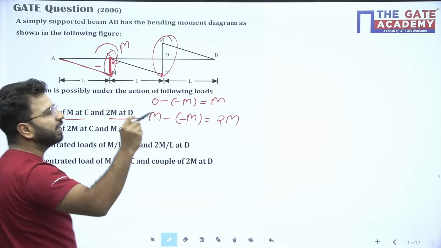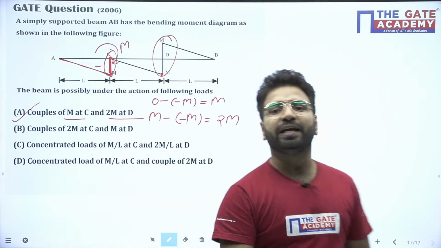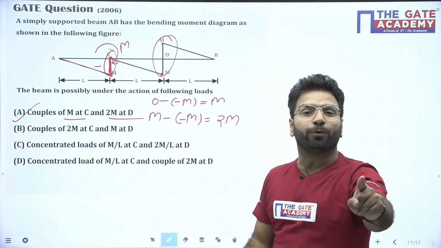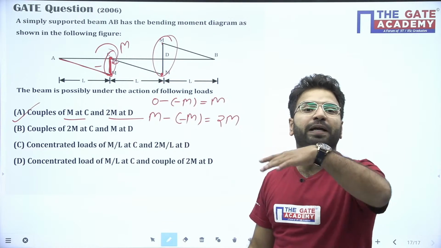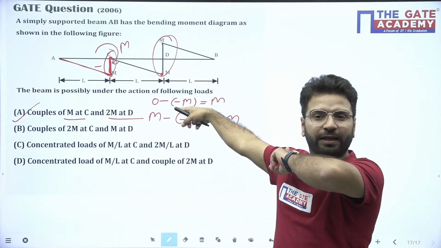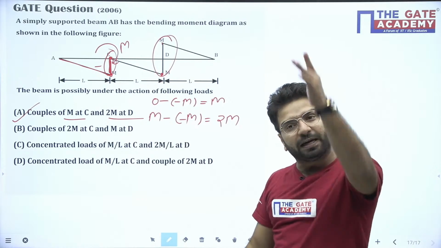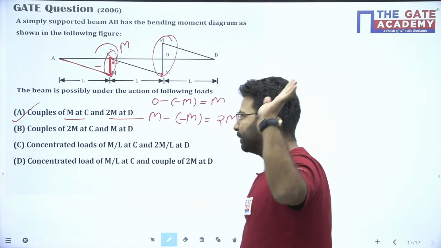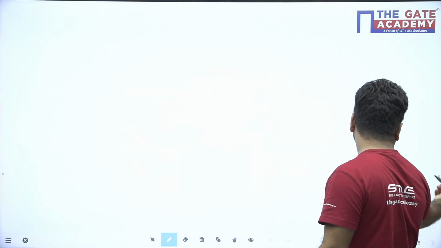So option A is correct beta. Option A is correct. That's a very good, very important concept. If somebody asks you a question to convert bending moment to loading diagram, definitely they will use this concept beta. Where the bending moment is changing suddenly, a couple is present. You must remember. Okay. Last question.